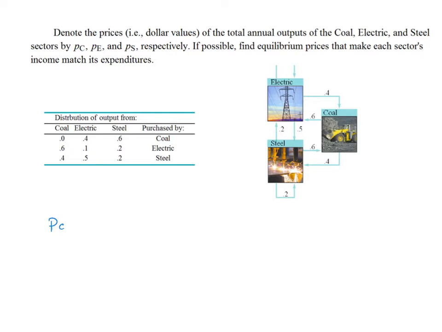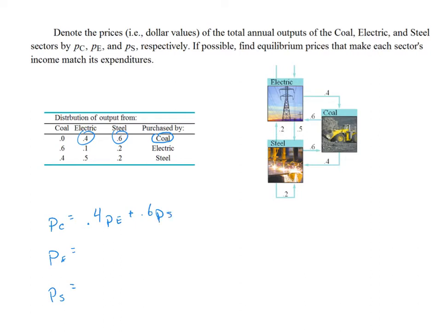We're going to write an equation for what the electric industry is purchasing, the price of, that's an E, electric. And we're going to write down an equation for the price of steel, what the steel industry is purchasing. Okay, so for coal, they're getting 40% of the electric, 60% of the steel. So that's 0.4 times the price of electric plus 0.6 times the price of steel.